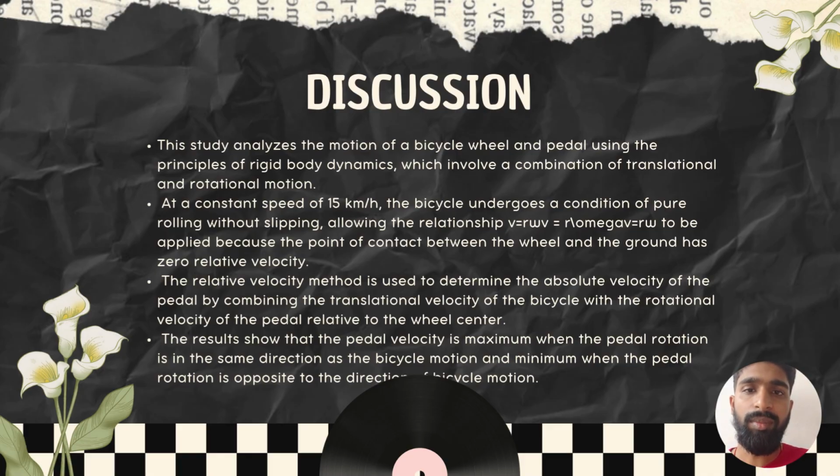The relative velocity method is used to determine the absolute velocity of the pedal by combining the translational velocity of the bicycle with the rotational velocity of the pedal relative to the wheel center. The result shows that pedal velocity is a maximum when the pedal rotation is in the same direction as the bicycle motion, and minimum when the pedal rotation is opposite to the direction of the bicycle motion.